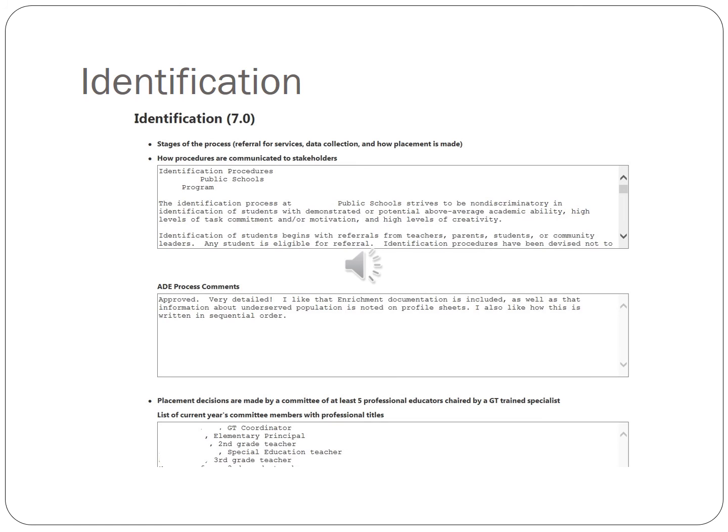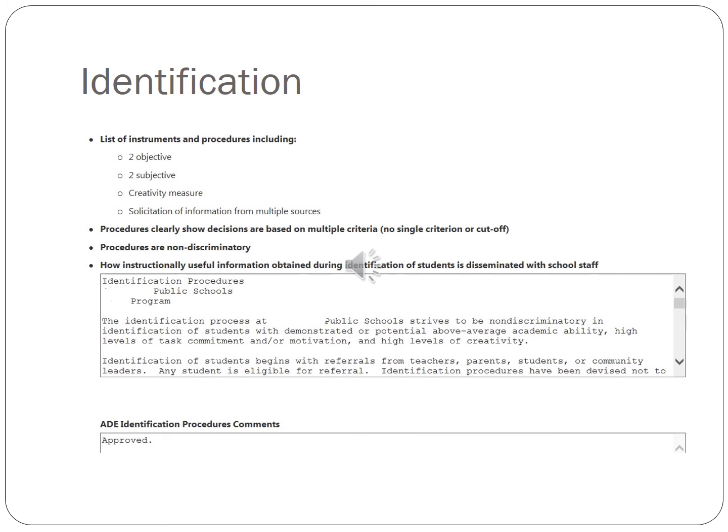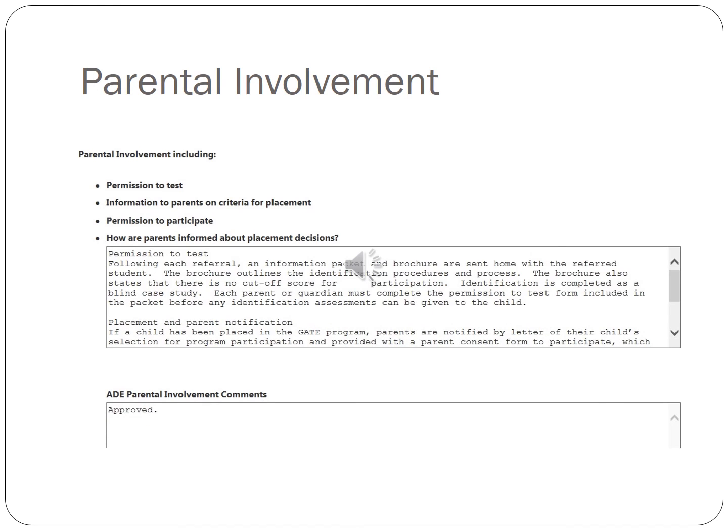On the next screen, the identification process is described following the prompts. Please describe the process rather than copying and pasting the standards. Note that most of the prompts ask how something is done. Next, list the instruments and procedures used for identification, and please add the information asked for in the additional bullets. Be sure to address each of the 4 prompts about parental involvement.